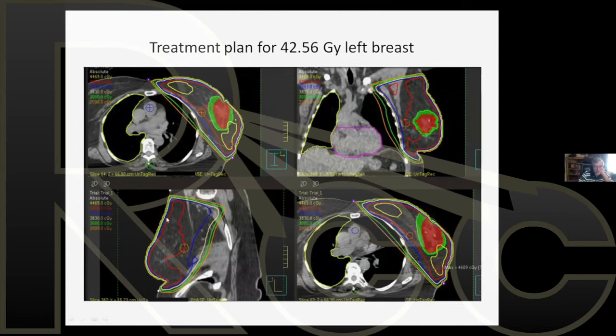radiation fields. But here's what the fields look like. This is a tangent field on the left side. You can see the contralateral lung is measured, and we also look at dose there. That's going to be minimal. And we would also calculate dose to the ipsilateral lung, although it's not shown in this cut.